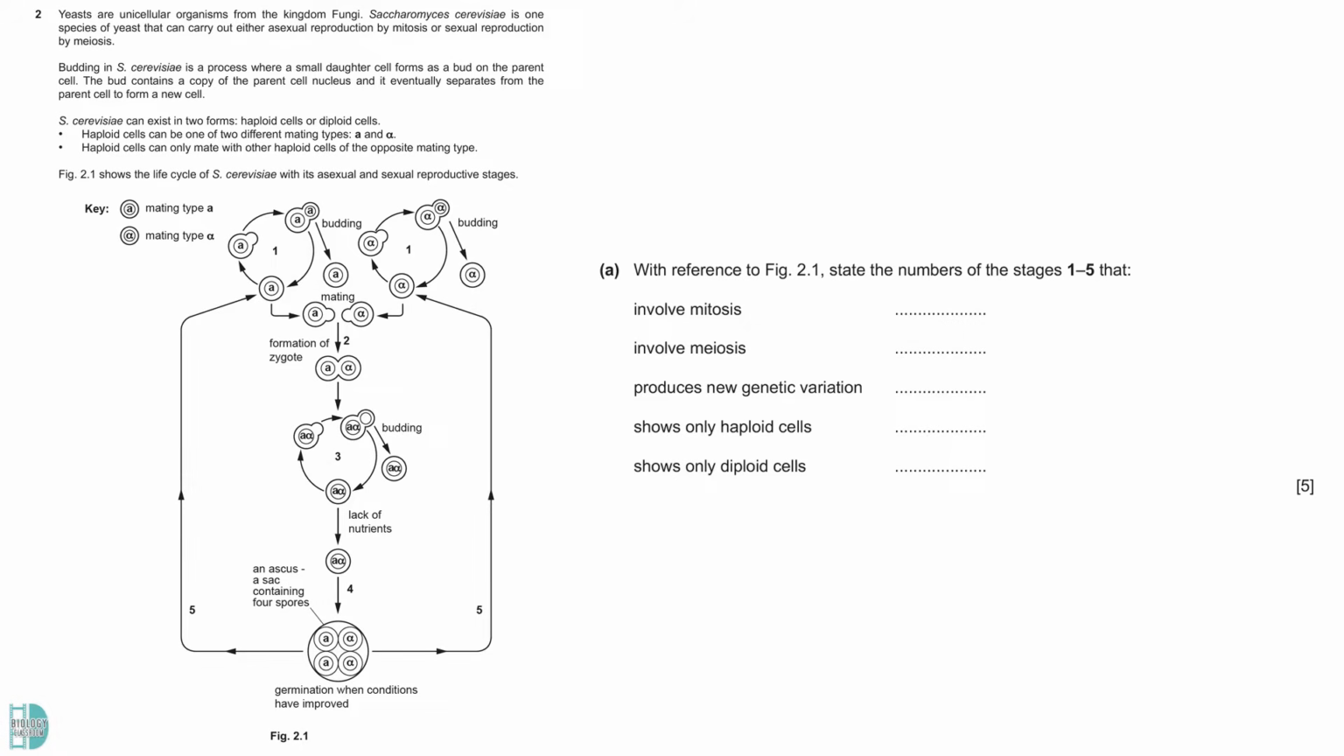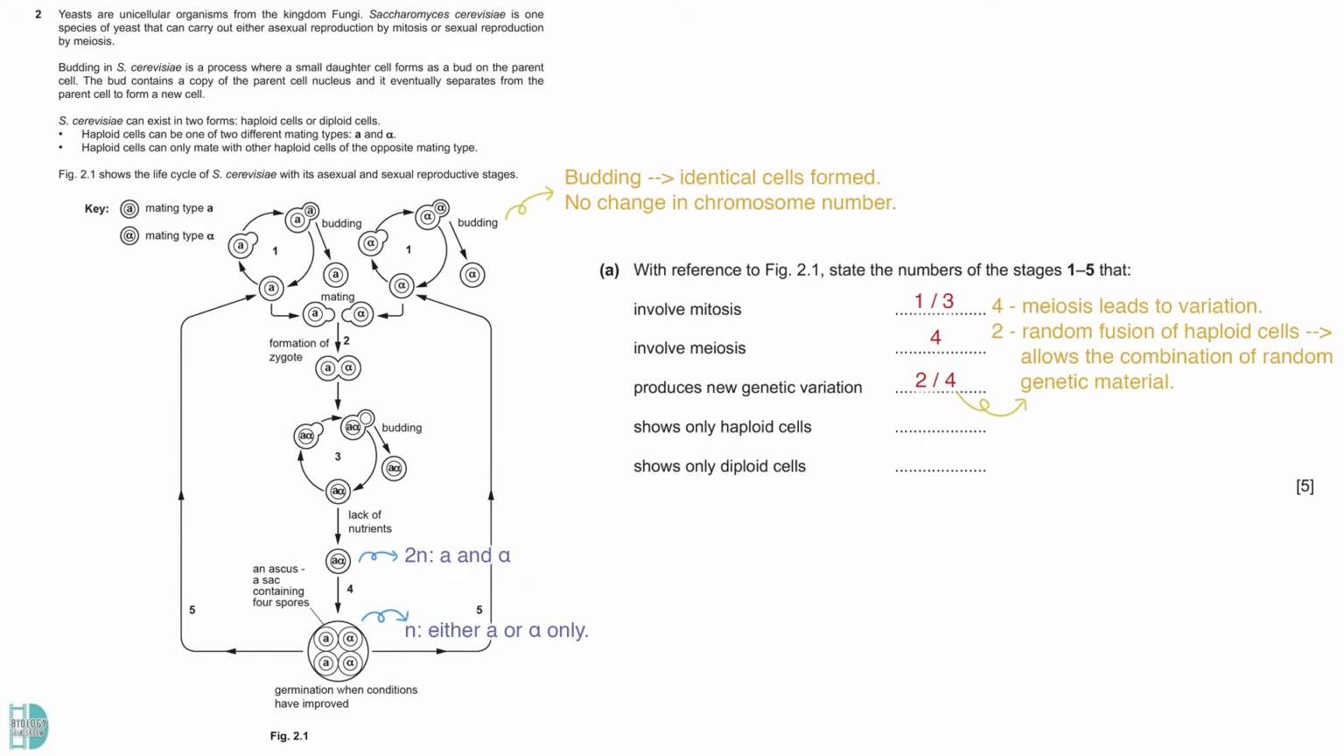Figure 2.1 shows the life cycle of a species of yeast. It can carry out both asexual and sexual reproduction. Mitosis occurs at both 1 and 3. In the budding process, identical daughter cells are formed. The chromosome number will not change. In 4, meiosis occurs. A diploid with two sets of chromosomes, A and alpha, divides into 4 daughter cells with only one set of chromosomes, either A or alpha. In meiosis, new genetic variation is produced.